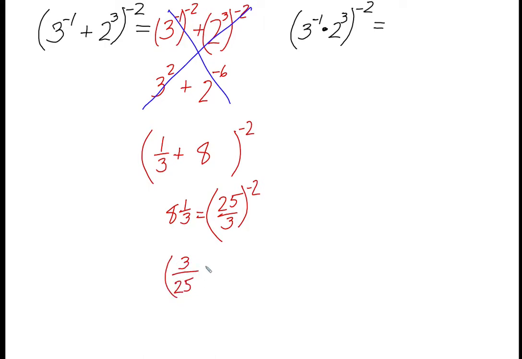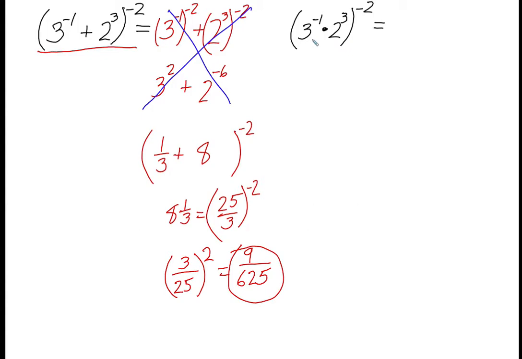We've dealt with the negative sign. Now we just have to deal with the 2 exponent. And we can apply that to both parts of the fraction. 3 to the 2 is 9. 25 to the 2 is 625. And our simplified form of this expression right here is 9 625ths.